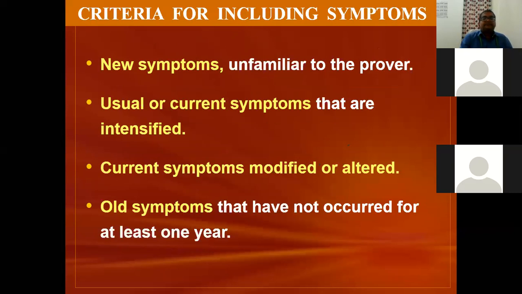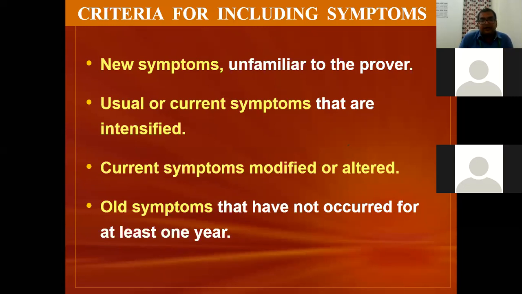Okay. Then criteria for including symptoms. Which type of symptom can be included? New symptoms unfamiliar to the prover. Any symptom which the prover is not familiar with and just got after taking the medicine should be included. Usual or current symptoms that are intensified. Any symptom that was there but was intensified, that was increased, should also be taken.